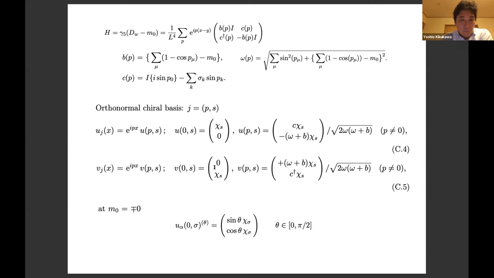In this case, we can interpret these two cases, from the positive side and the negative side when M naught vanishes, by interpreting the basis vector with a parameter theta that rotates the up and down components in this way. So we can interpolate from the positive mass region to the negative mass region of the topological insulator. Then I would like to see what happens with the Pfaffian integration.